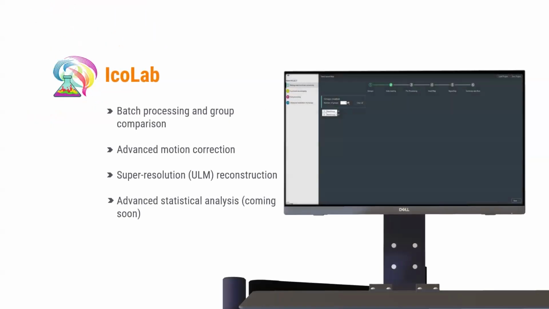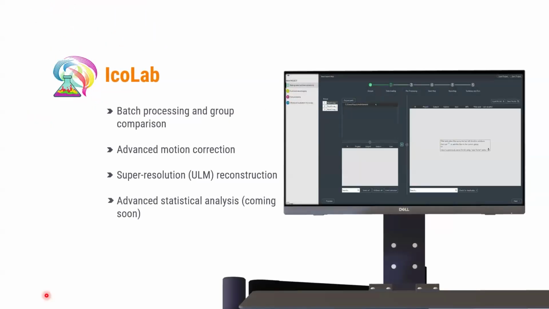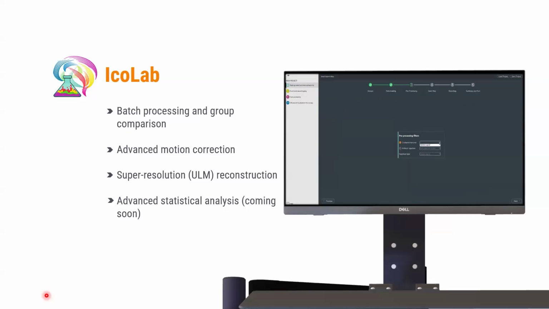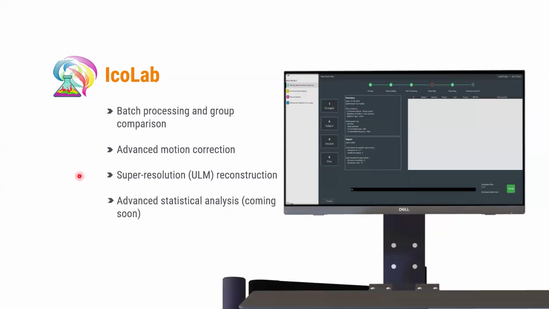However, this wouldn't be enough without our last software, IcoLab, which allows you to apply all the explored parameters of IcoStudio to all of your scans. So here, in IcoLab, you load all of your scans and batch process everything to obtain publication-ready results and group analysis. You can also do advanced motion correction, reconstruct the super resolution maps, and soon we also plan to include advanced statistical analysis for complete group comparison and really publication-ready results.